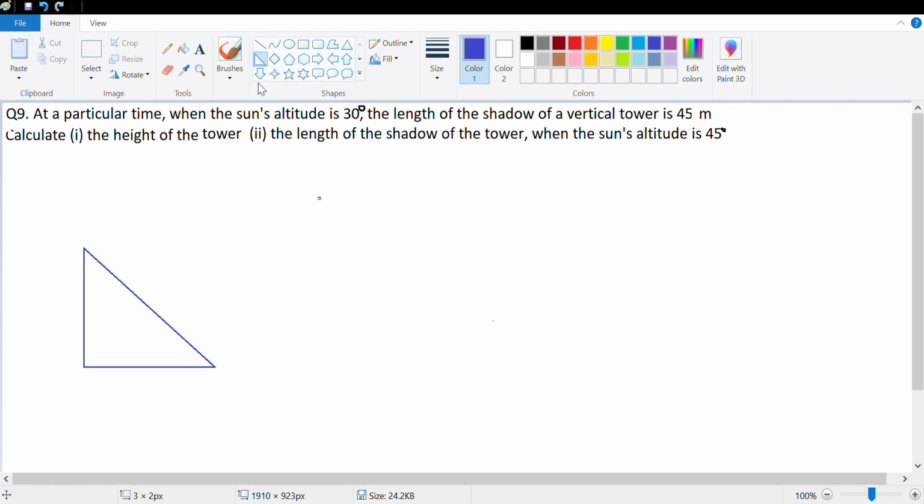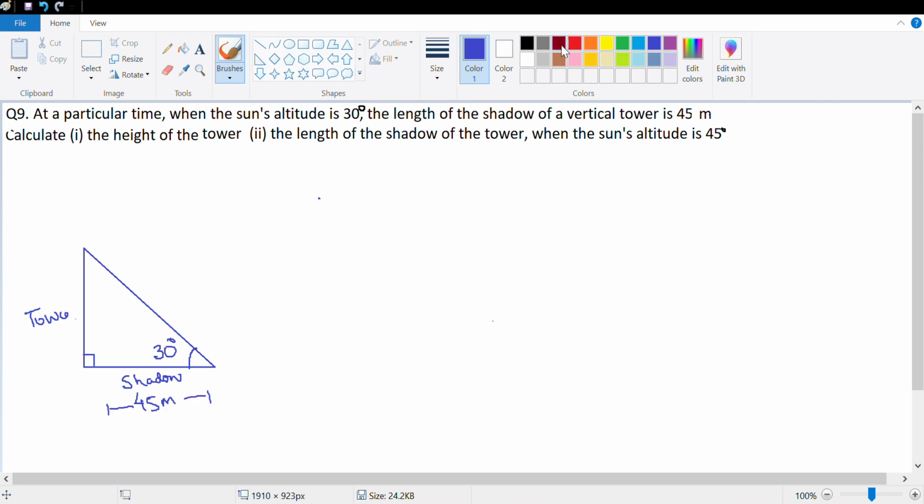Perfect. So this is basically the tower. And this is the length of shadow. So this is the shadow. I think we've done a question like this. It was question 1 or question 2, which is on shadow. Again, it's making an angle of 90 degree. This angle is 30 degree, and the length of the shadow is 45 meter.